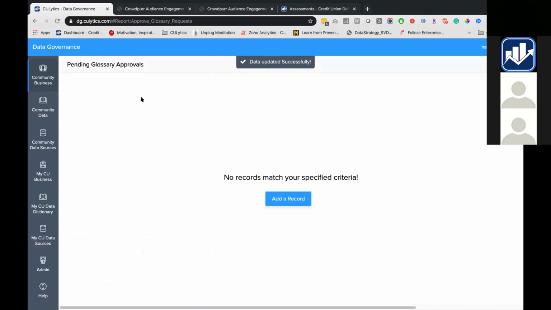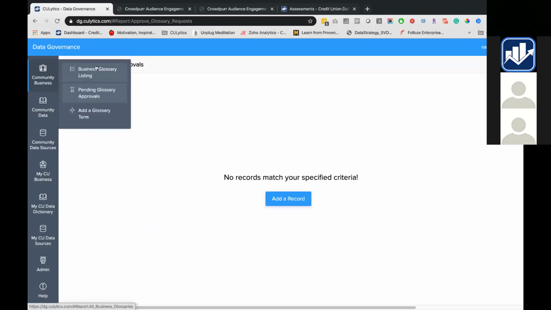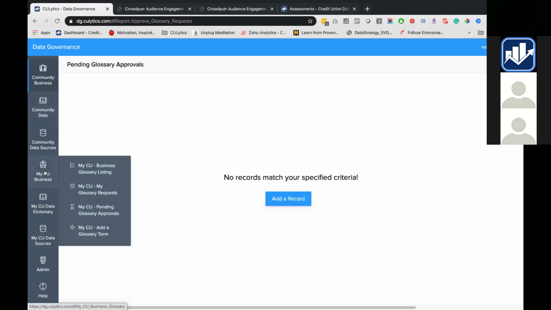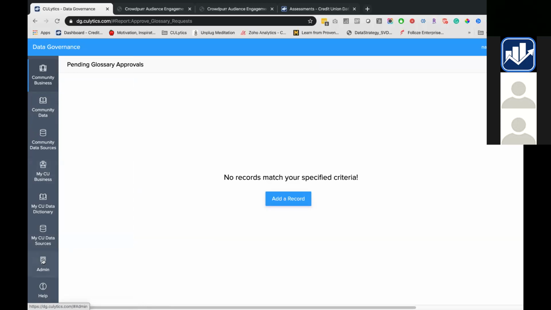Once it is updated, it goes away from the pending glossary terms and it shows up in the business glossary listing. The same thing happens for the dictionary terms over here. And given that Mike is working with Wings Financial Credit Union, any of the listings that he sees over here are going to be for Wings Financial Credit Union and not for any other credit union. That way he has full access not only to the community one, but also to the specific credit union.